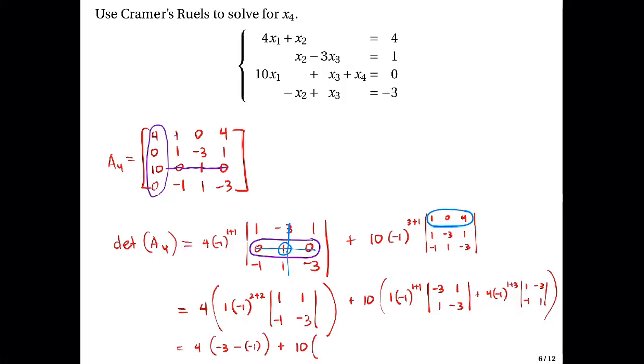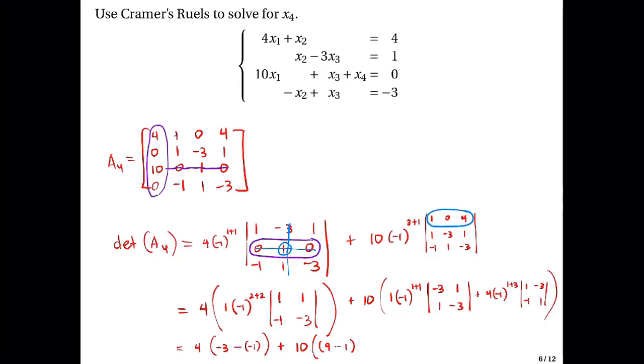This is just 1. -1 raised to 1 plus 1. That's positive 1. And times 1. That's again 1. So we'll just have the determinant of this. The determinant will be -3 times -3. That's positive 9. Minus 1 times 1. That's 1.